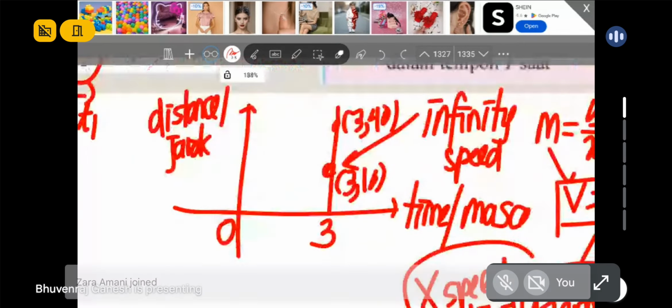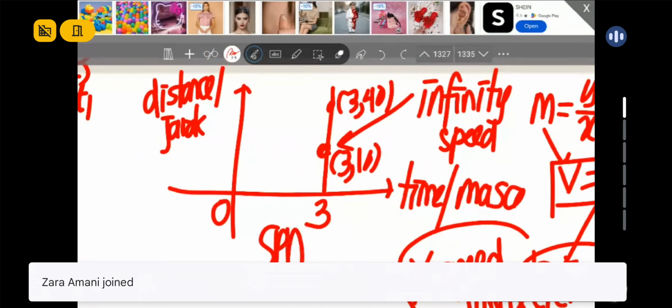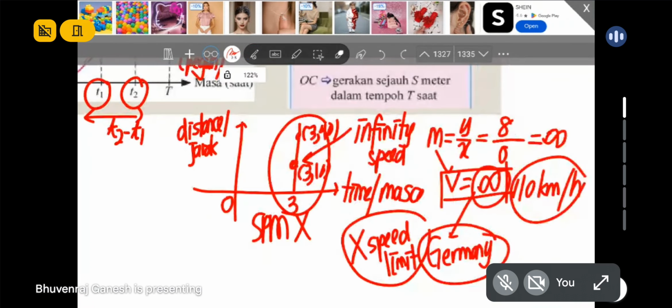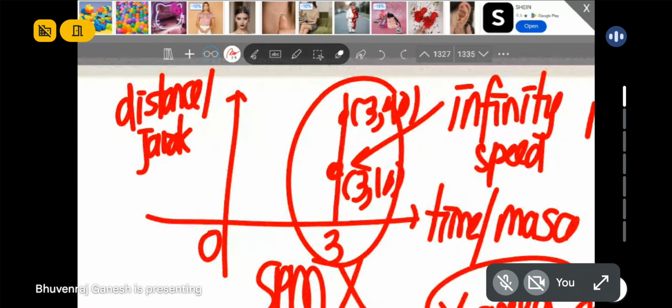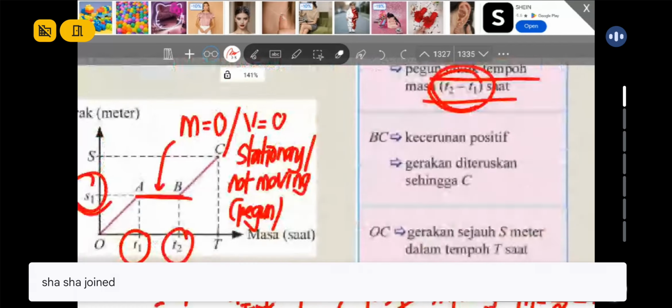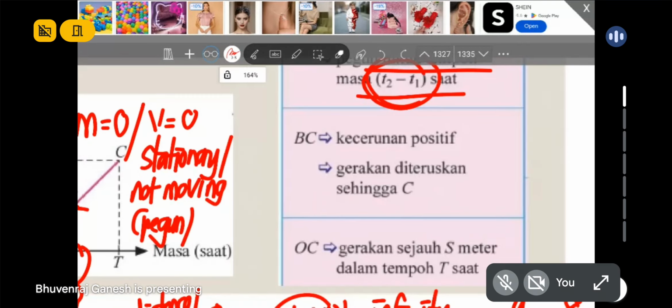But don't worry, SPM won't ask this, guys. Usually SPM won't ask this type of question, but in case they do, you will know the answer. Confirm they won't give this kind of question. It's always a horizontal line only, because this type of speed is not logical. You can't use it in daily life, unless you want to die.